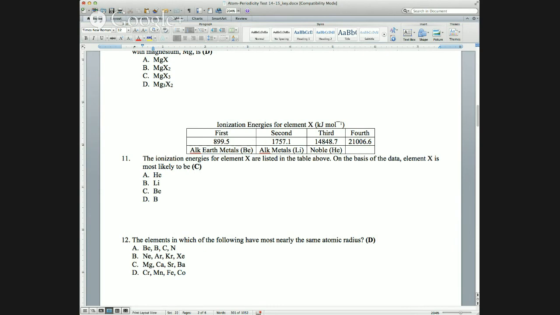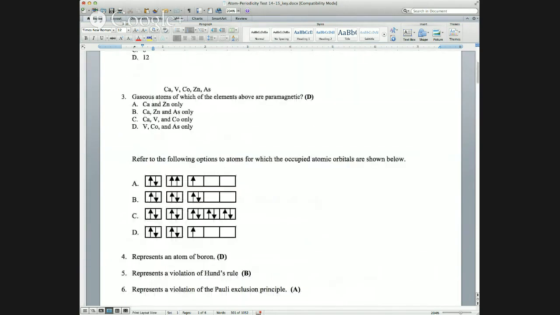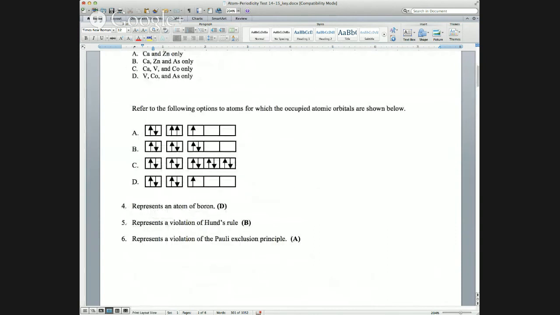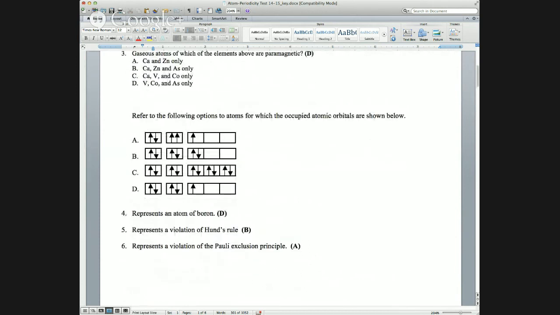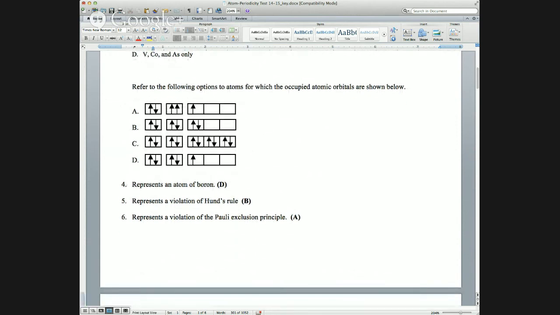Let's see. Make sure you know your violation of the Aufbau principle, Hund's rule, the Pauli exclusion principle, and identifying your valence electrons. Remember that only the s and p orbitals together give you the valence electrons. That's important. Also identifying if something is an excited state or a violation of Aufbau. That's kind of an interesting one.